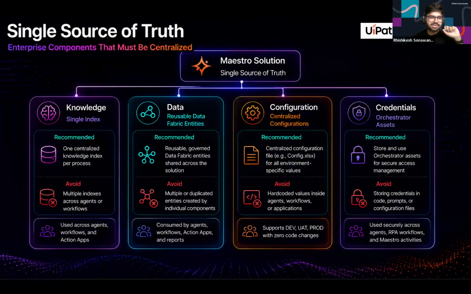Okay, let's move to the second part. We talked about how we are building a single solution. Now let's talk about the source of truth. We have named it a single source of truth, considering the four layers which are necessarily needed for any project that we have. Generally, the problem with this is duplication.